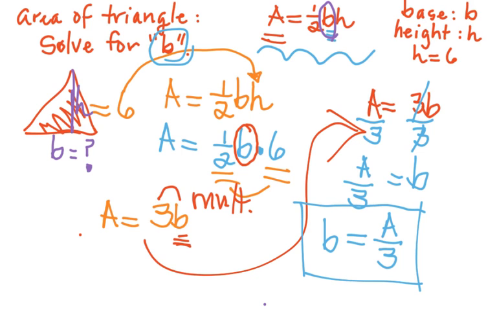Did I solve for B? Yes. Is B all by itself on one side of the equation? Yes. And what do I do in order to get B? I'm going to take the area of my triangle when I know it. I have no idea what it is right now. And I'm going to divide it by 3. That's it. That's what I'm going to do. I solved for B. I got B all by itself. Okay, I'm going to give you a minute to jot that down.